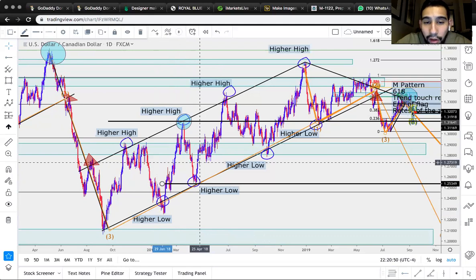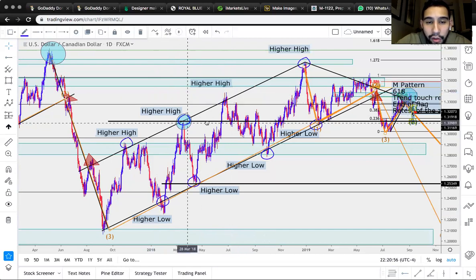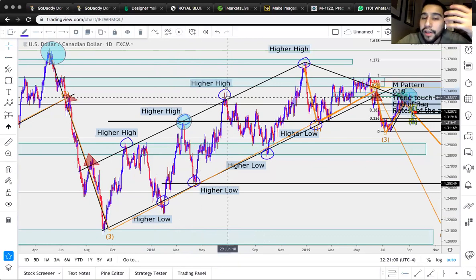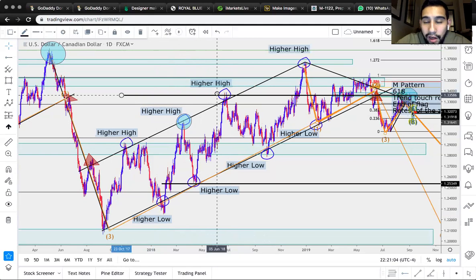Let's see, price keeps going, keeps going. Oh, it makes a new higher high. Why? Because this high broke this level, which was our previous high. So now it created a new higher high because it's obviously higher than the previous high. So now our high is right here.